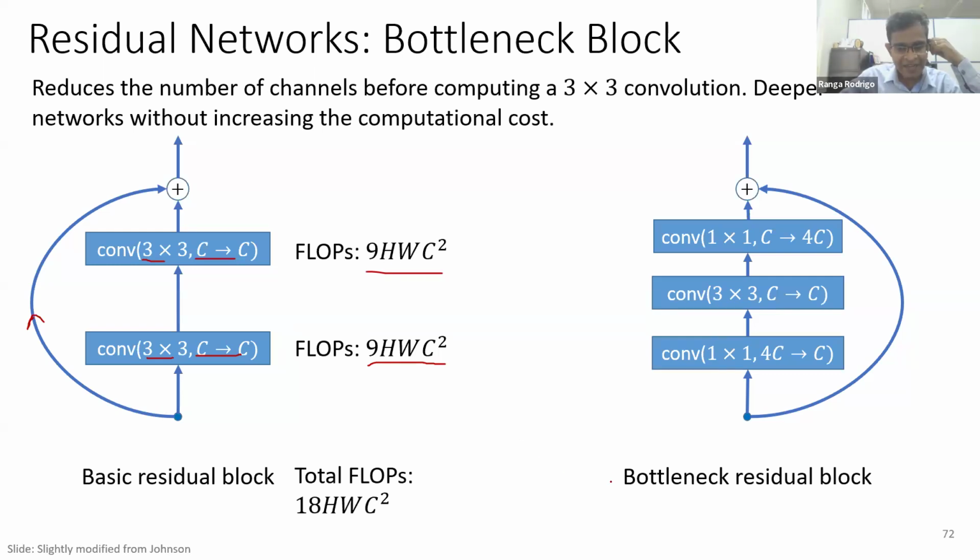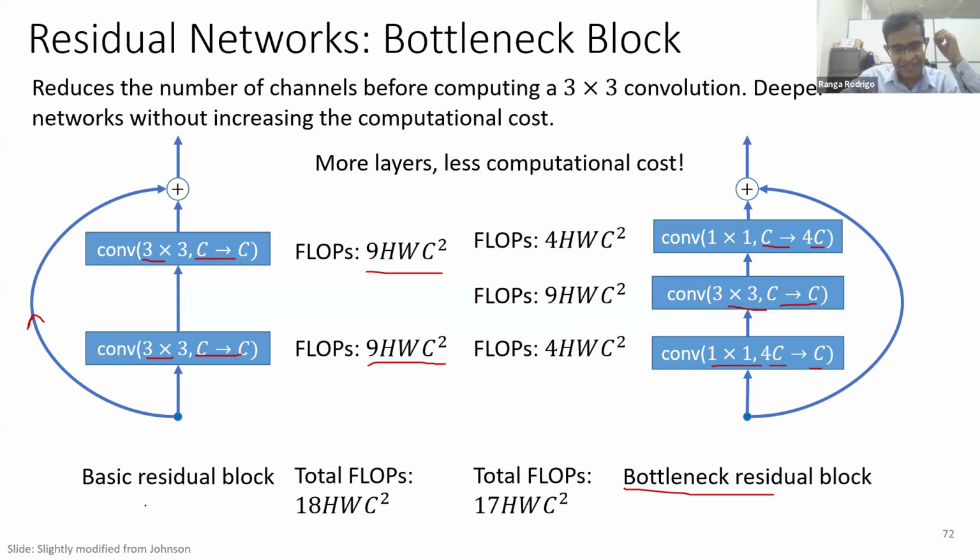And then they had something called the bottleneck residual block here. 3 by 3 C to C here, of course, that's okay. But here they had a 1 by 1 going from 4C channels to C channels, and then C channels to 4C channels again. Because of this, they were able to reduce the number of floating point operations drastically. But to compute this, you have to know that the input number of channels you have to fix.